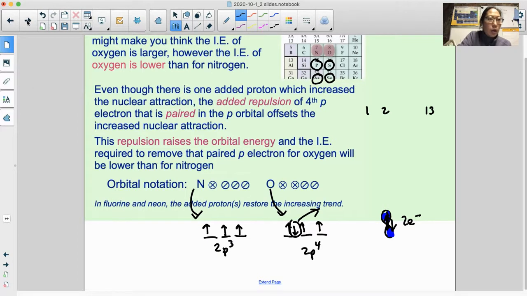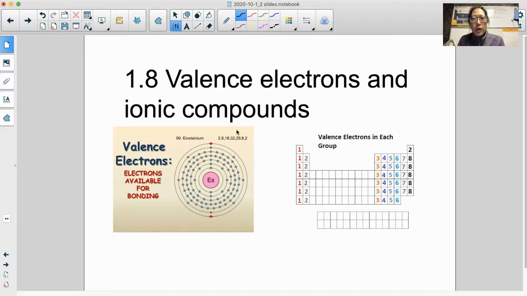Going on here, 1.8. That ends 1.7, which is on periodic trends, and 1.8 we're going to touch on very briefly in this unit, because in unit 2 we're going to be using this all the time and talking about compounds. Just remember, valence electrons are the ones in the outermost shell. The rest are called core electrons. These valence electrons are the reactive ones.